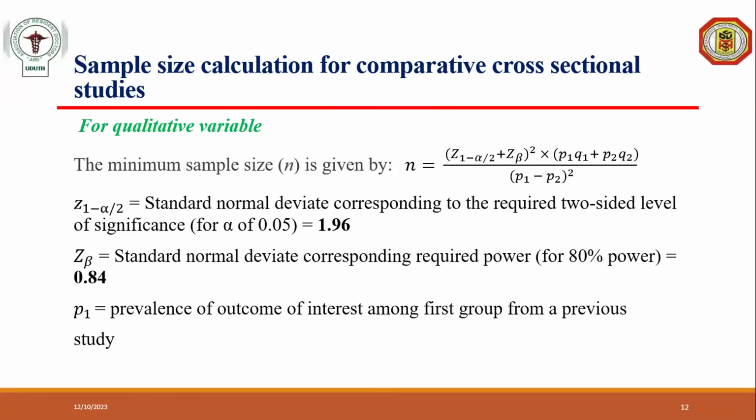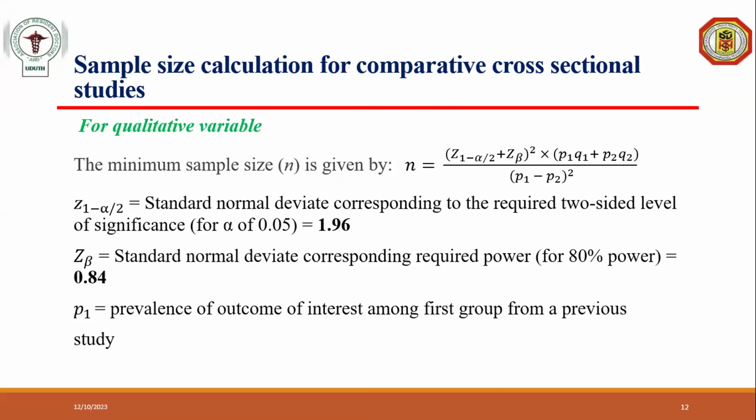And this is the formula because the prevalence of hypertension is either yes or no. So that is a qualitative outcome. So it's in category. So you are going to use this formula because your outcome is in category. N is equal to (Z alpha plus Z beta) all squared times (P1 Q1 plus P2 Q2) all over (P1 minus P2) squared. So this is the formula for comparative cross-sectional and qualitative variable.